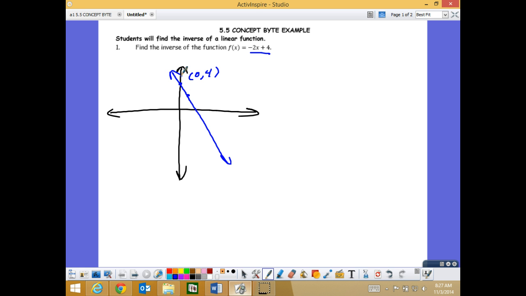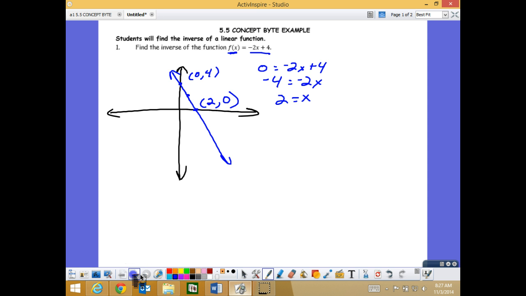And how we find the x-intercept is by plugging 0 in for f of x, and then solving for x by subtracting 4, and then dividing by negative 2, so the x-intercept is (2, 0). What we're going to do is come back to the screen after we find the inverse, and we're going to graph the inverse, and that's going to tell us something about inverse functions, hopefully.